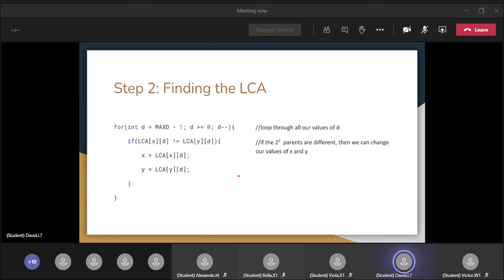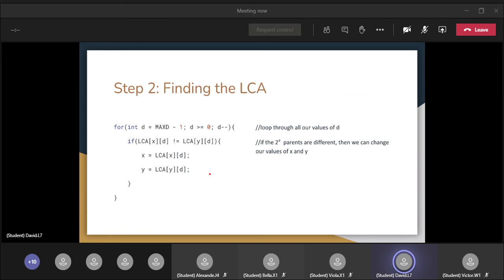So once we've done that, we can actually find the LCA because they're both on the same height. So we're going to loop through all of our values of D. And if this is a valid jump, right? If this jump would bring us to two different nodes, then we can just update our nodes, right? X is now equal to the 2 to the dth parent of X, and Y is now equal to the 2 to the dth parent of Y.